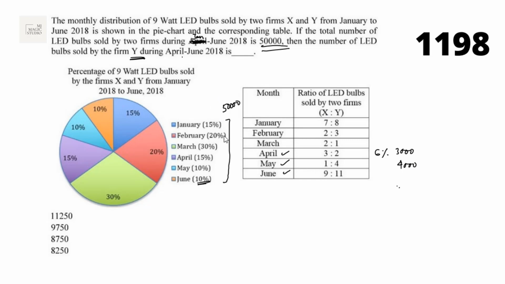Next is again 10%. 10% of 50,000 would be 5,000. 5,000 needs to be divided in the ratio of 9:11. That is 11 by 20, that would be 250 into 11. That would be 2750. So in June, firm Y has sold 2750 bulbs. So 3000 plus 4000 plus 2750, 9750 bulbs are sold by firm Y from April to June. That is option B.